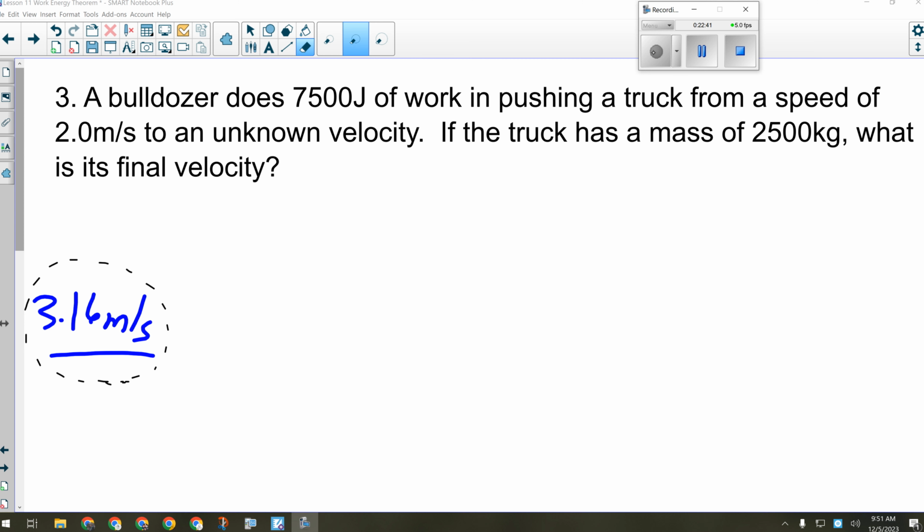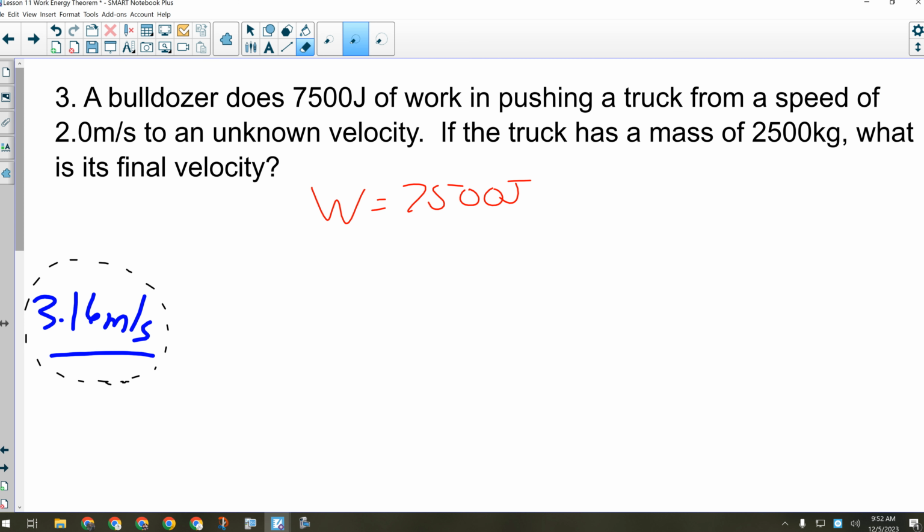So this one involves probably the most complex algebra that you would be expected to do in a work energy theorem problem, because you actually have an initial kinetic energy and a final kinetic energy in this question. It tells us, first off, that we know the amount of work. It's 7,500 joules. We don't have to do force times distance. They told us how much work is done. And we know that it is going to go from 2.0 meters per second to some unknown speed, and we know the mass is 2,500 kilograms.